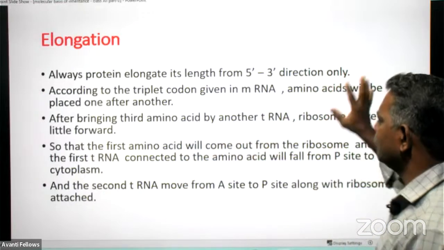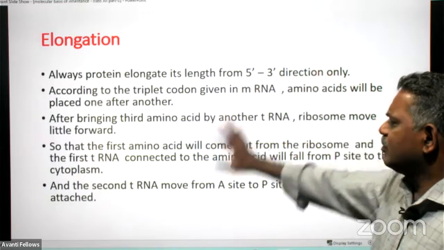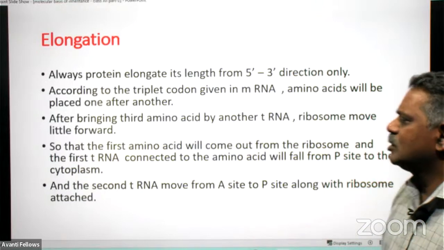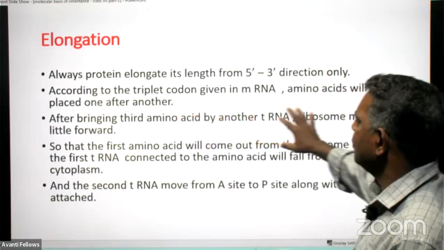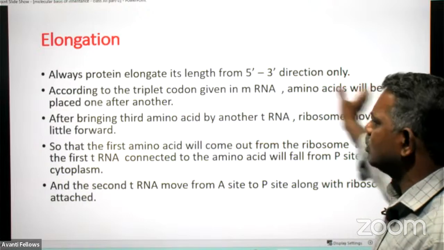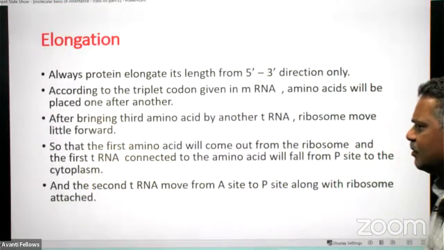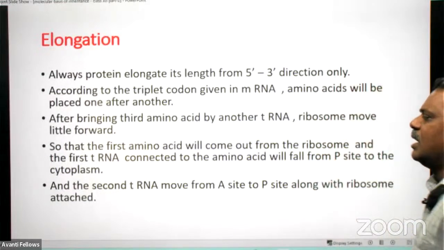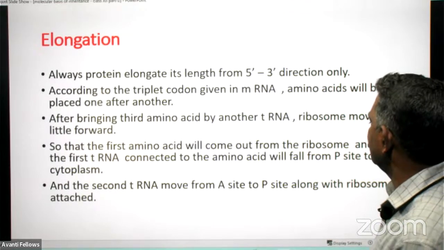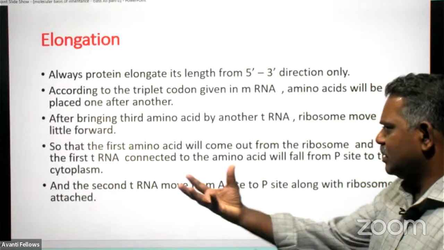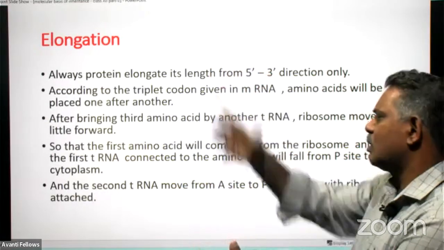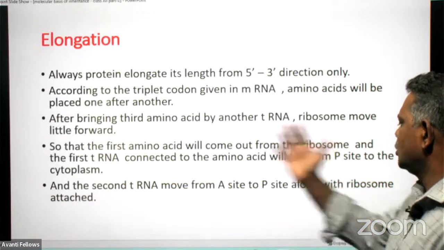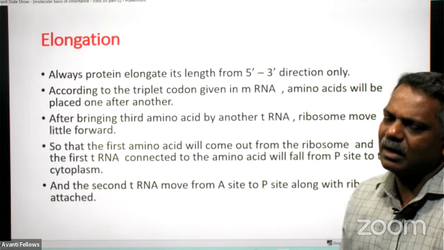So the first amino acid will come out from the ribosome, and the first tRNA connected to the amino acid will fall from the P site to the cytoplasm. See, after bringing the third amino acid by another tRNA, the ribosome moves forward a little, so that the first amino acid comes out from the ribosome. That is the elongation process. The first tRNA, no longer connected to the amino acid, falls from the E site to the cytoplasm, and the second tRNA moves from the A site to the P site along with the ribosome attached.